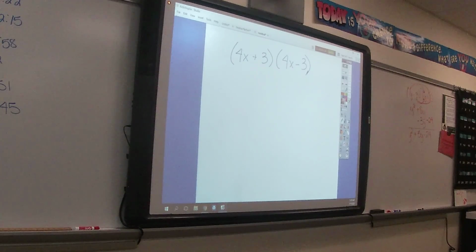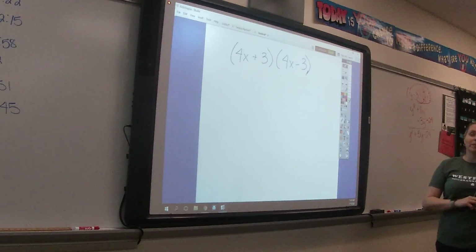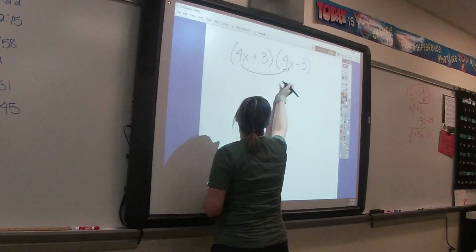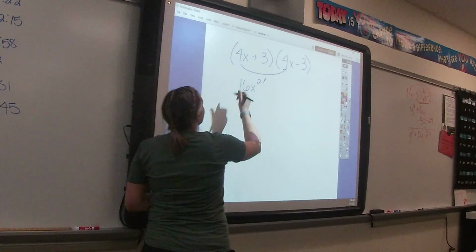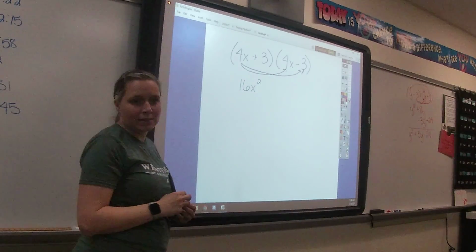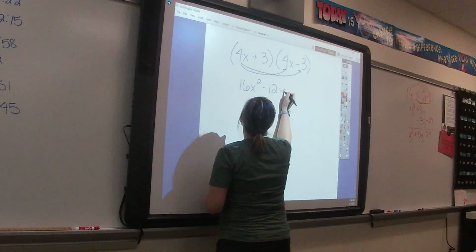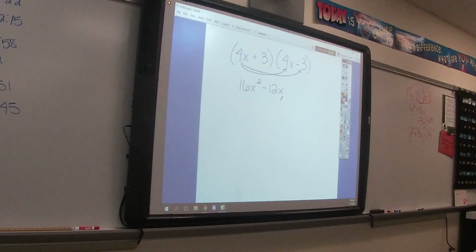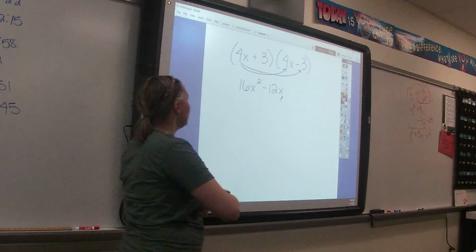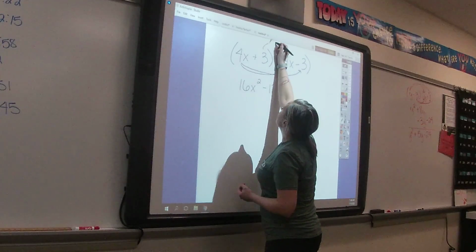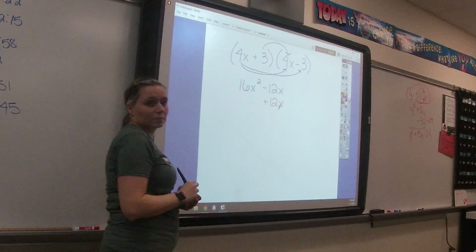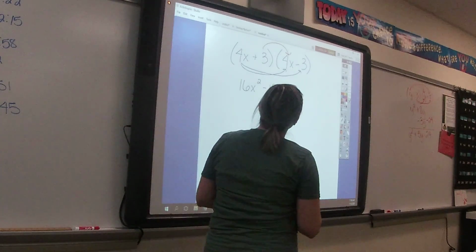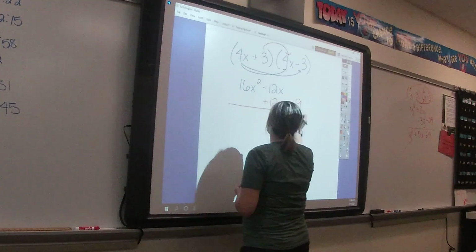Nothing changes about how we do this. So we're going to start this exactly the same, which means what are we going to do first? Distribute 4x. So 4x times 4x is 16x squared. Perfect. 4x times negative 3 is negative 12x. All right, now we're going to start distributing the 3. 3 times 4x is positive 12x. And 3 times negative 3 is? Negative 9.